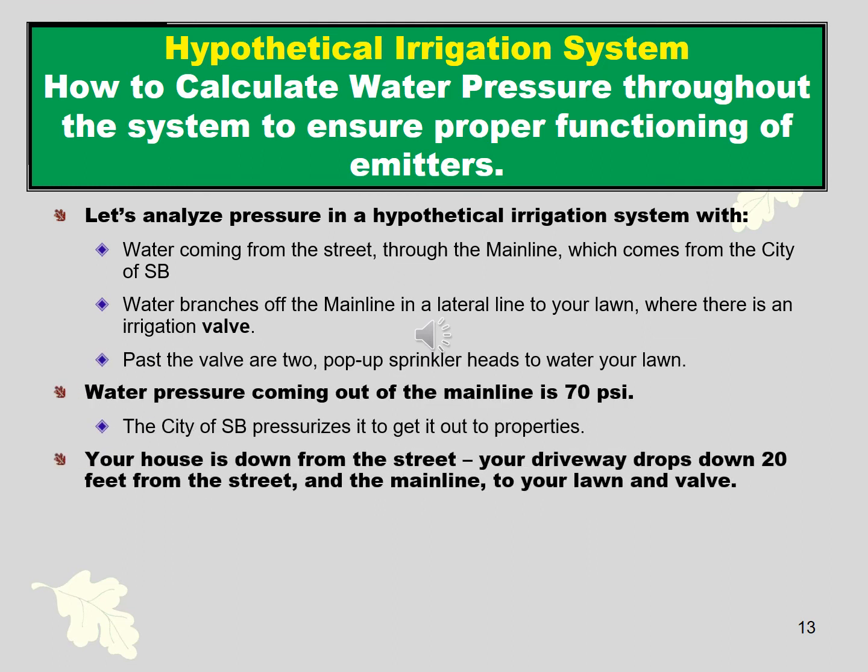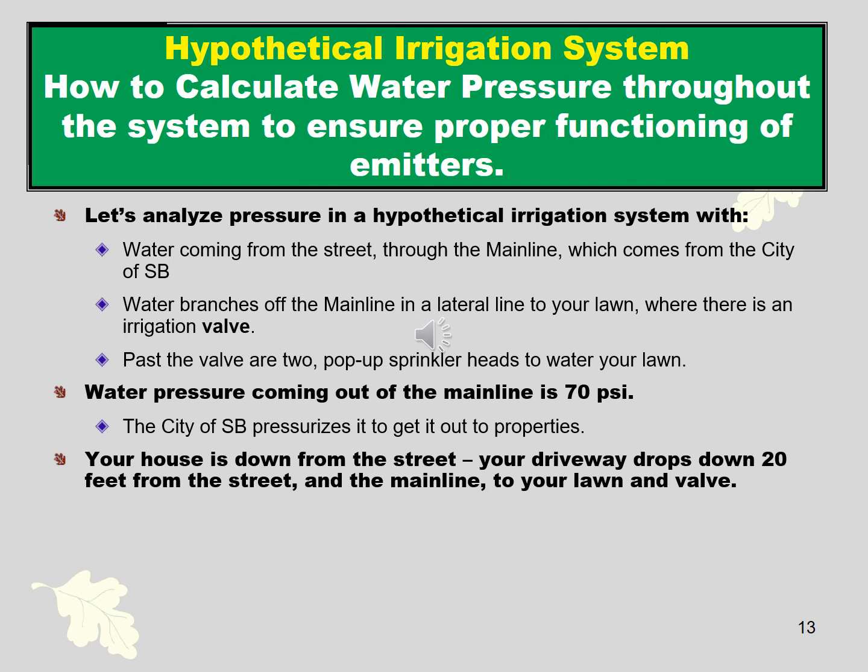Now let's talk about a hypothetical irrigation system as an idea, an example of how to calculate water pressure throughout a system and how it changes due to the system itself. And it's an example of calculations you might need to go through to figure out if your system is going to function properly. So let's analyze pressure in a hypothetical irrigation system.